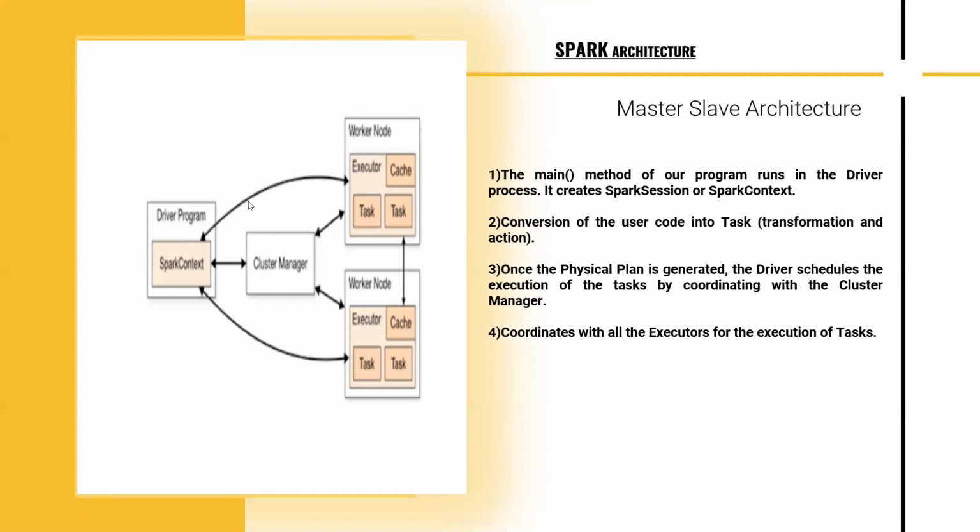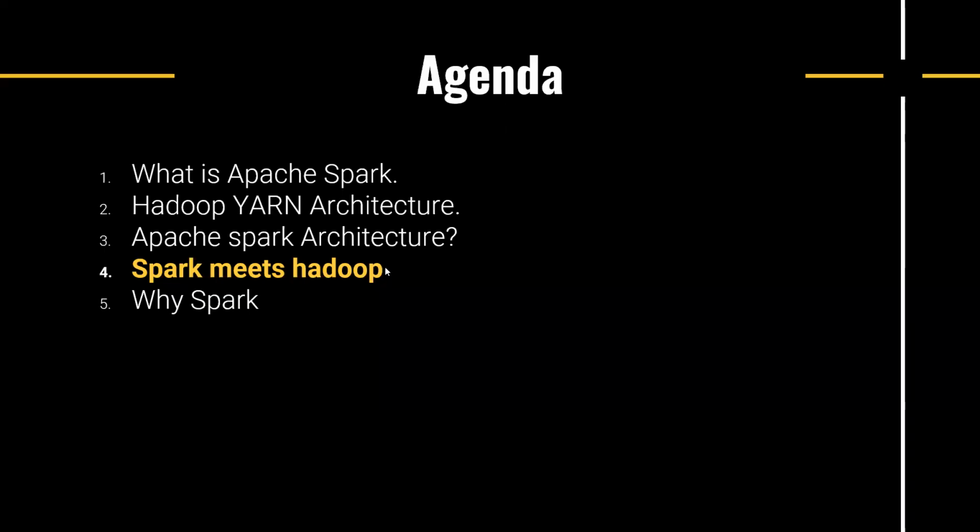Whatever job is submitted by the driver is converted into tasks for the worker nodes, and once the user code is sent to the task, the physical plan is generated. The driver schedules the execution of tasks by coordinating with the cluster manager. It schedules the job to different worker nodes, and it keeps on taking the status of the job. That's how the Spark architecture works.